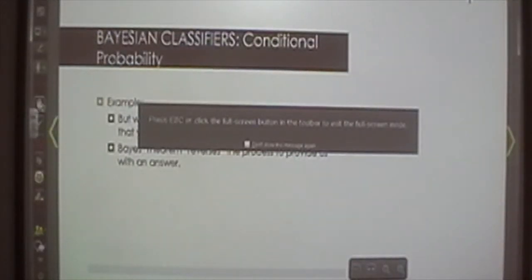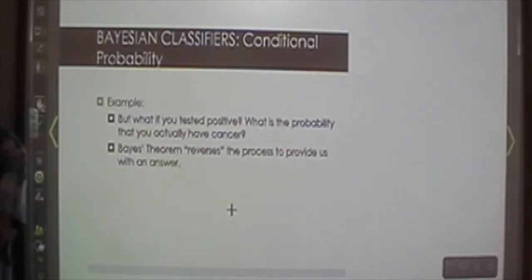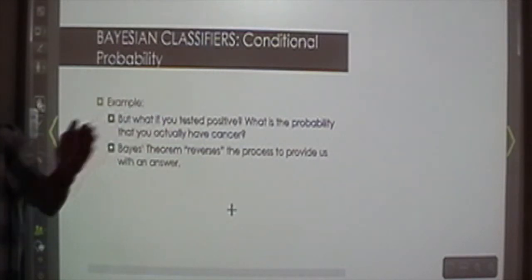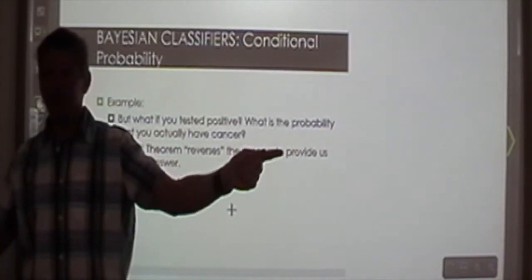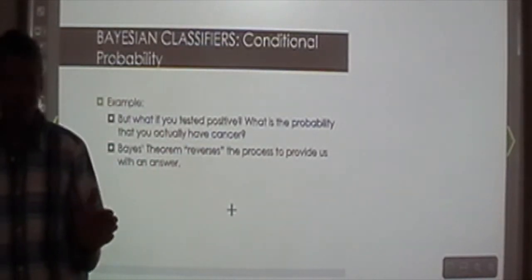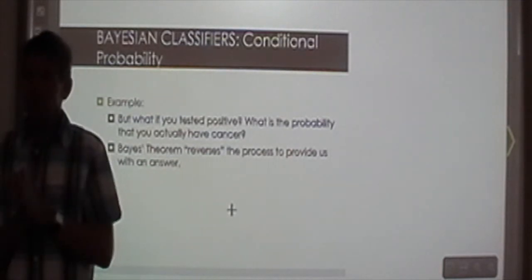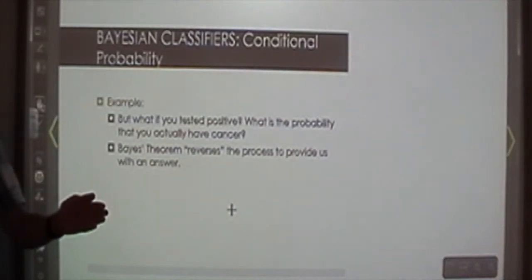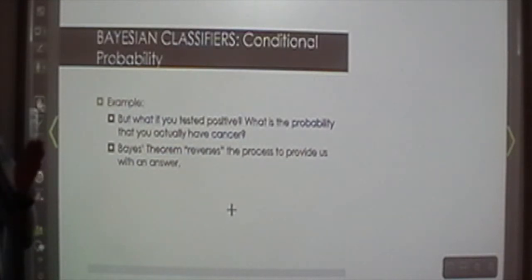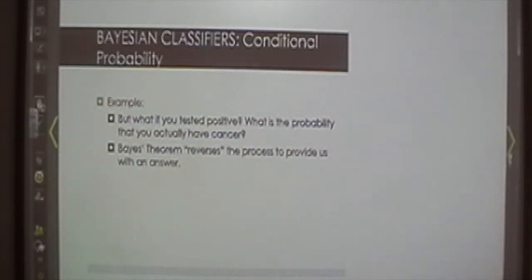So we know that if you have the cancer, then the probability that you'll test positive is 0.99. If you don't have the cancer, the probability you'll test negative is 0.98. But that's not always what you're interested in. What you're really interested in is, say, Katie goes to get tested. I'm not trying to pick on you. And she tests positive. Does that mean that there is a really good likelihood that she has the cancer? Well, that's going to depend. And how do we find that probability? That's where Bayes' theorem is going to be very useful for us. One thing that Bayes' theorem does is it's going to reverse the process to provide us with an answer.